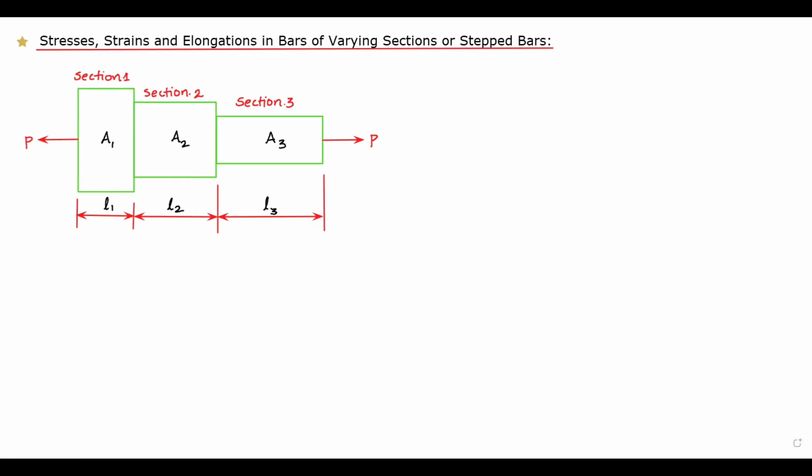Anyway, look at the given figure now. We have three different sections having different cross-sectional areas and different lengths. But the most important thing is that we have the same load for the three sections, which is an axial tensile load. We need to calculate the stresses in these three different sections, the strains in these three different sections, and the elongations in these three different sections. Then after that, the most important thing, we need to calculate the total elongation in this particular bar.